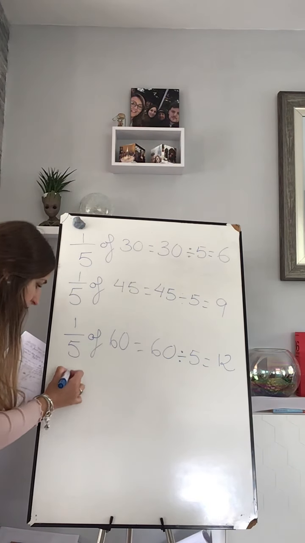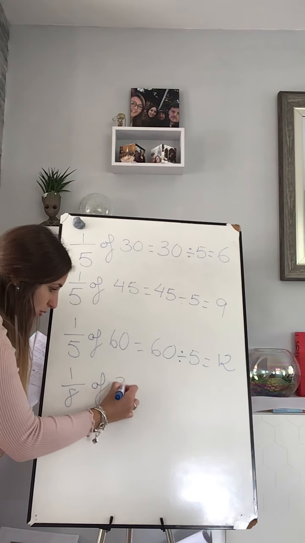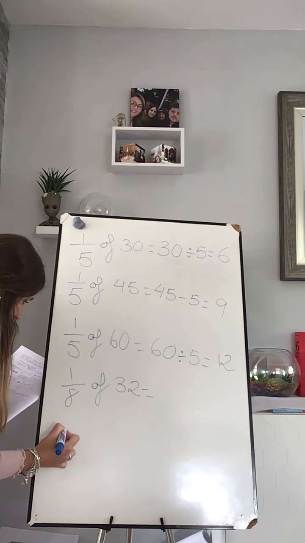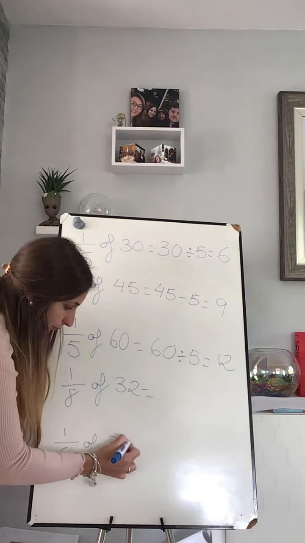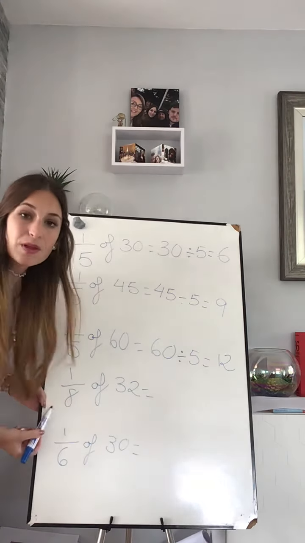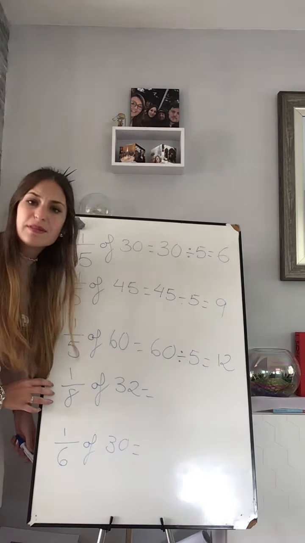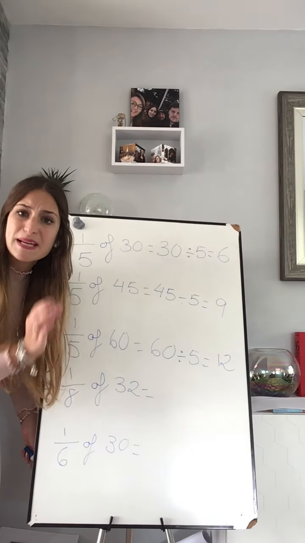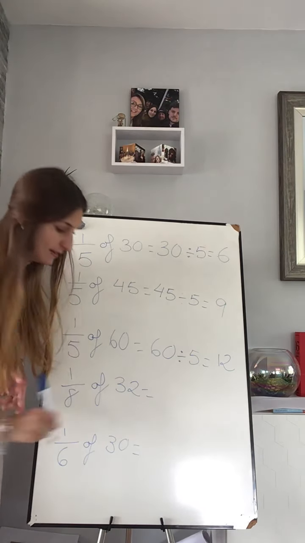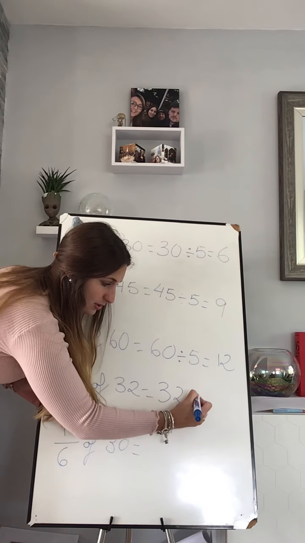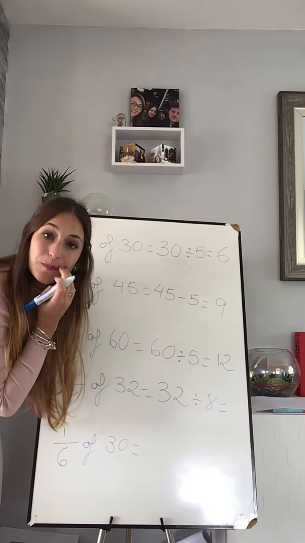2 more to go. You had 1/8 of 32, and now that I'm down here, 1/6 of 30. Okay, so on this one, 1/8 of 32. Again, if I say 1/8, I'm thinking of something that has been split into 8 equal parts and I've taken 1. What has been split into 8? 32. So I have 32 and I have divided it into 8 equal parts, which is 4.